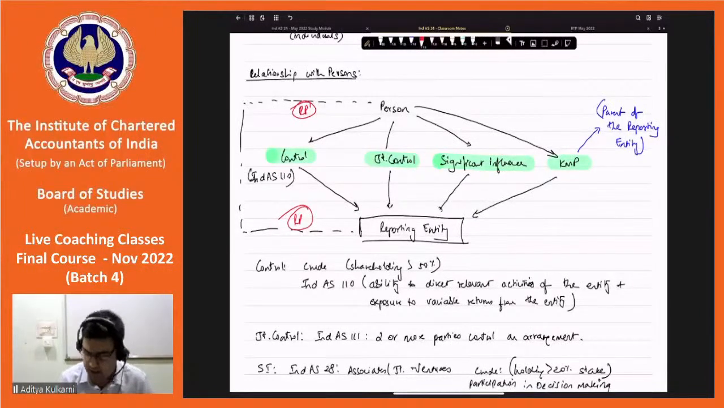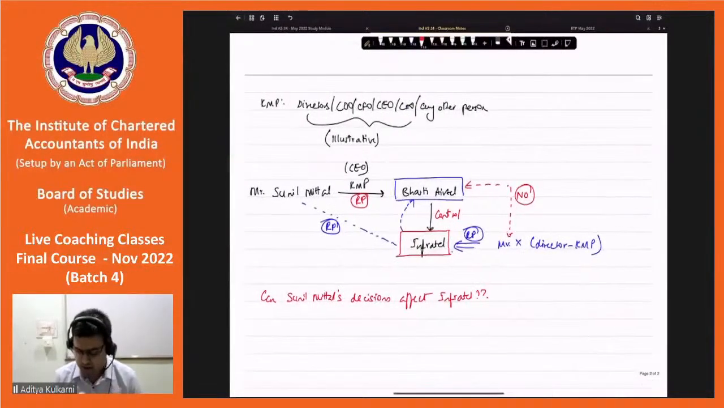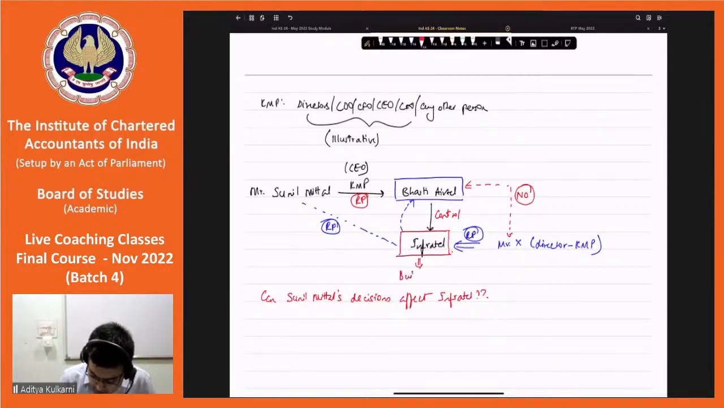Let us now understand. There were some questions. Tanushri is saying, please explain once again. Okay. Tanushri, think about it. Director of Infratel can take decisions related to Infratel. But suppose that decision, let me build up on this example. Infratel is a company that builds cell phone towers.